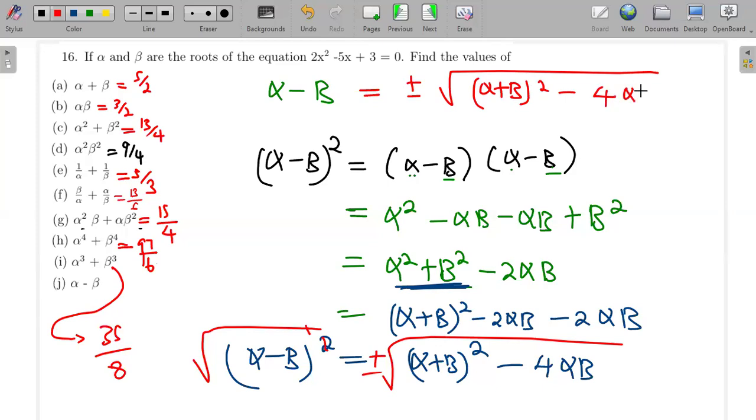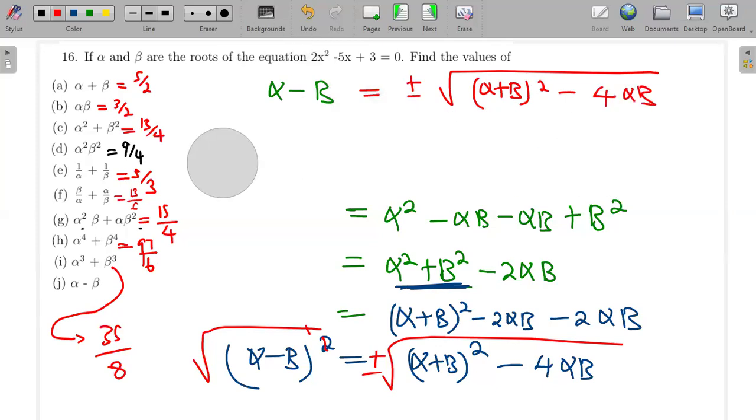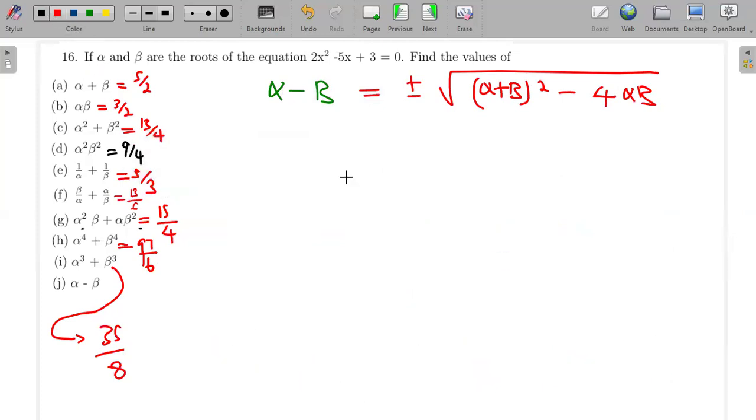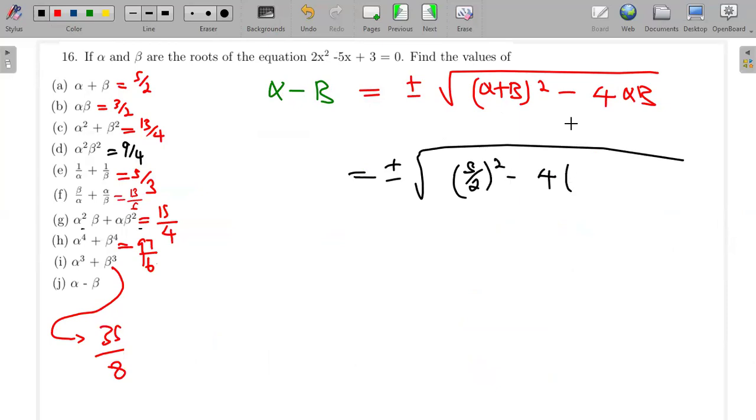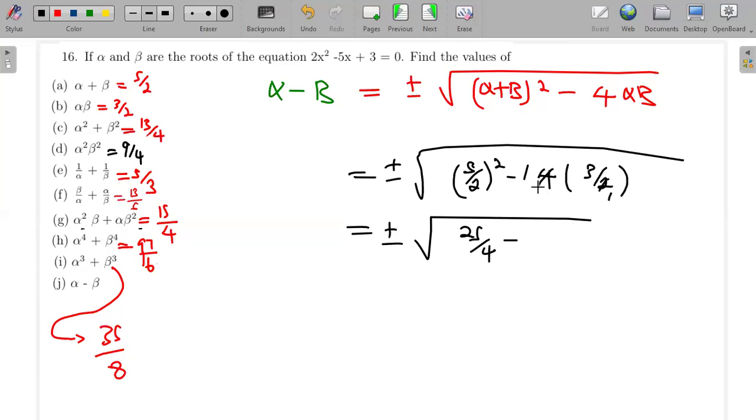minus 4 alpha beta. So let's now put in the numbers. It will be equal to plus or minus the square root of alpha plus beta, that is 5 over 2, and then squared, minus 4 multiplied by alpha beta, it's 3 over 2. So it means we have plus or minus the root of 25 over 4, minus, here I'll say 2 there, 1, 2 there, 1. I mean 2 here, 2 into 4 is 2, and then there 1. So 2 multiplied by 3, I get 6 over 1.